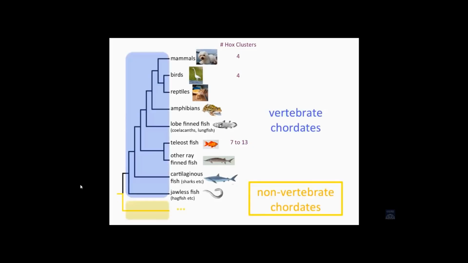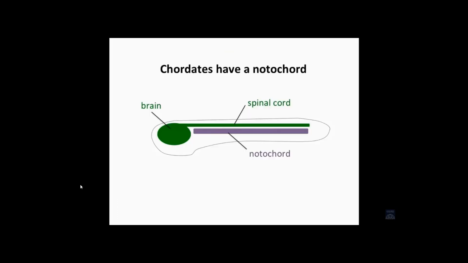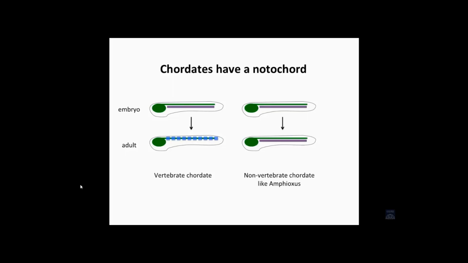Animals that sit at this key position on the tree of life are non-vertebrate chordates, like this animal, Amphioxus. Chordates are animals that have a structure called a notochord. The notochord runs along the length of the spinal cord and provides structural support to the body. In vertebrates, the notochord becomes reduced as animals develop and as the bones of the vertebral column form. Those bones are the vertebrae that we and all vertebrates have in our backs. But in non-vertebrate chordates like Amphioxus, the notochord persists, and these animals don't form the bones of a vertebral column.